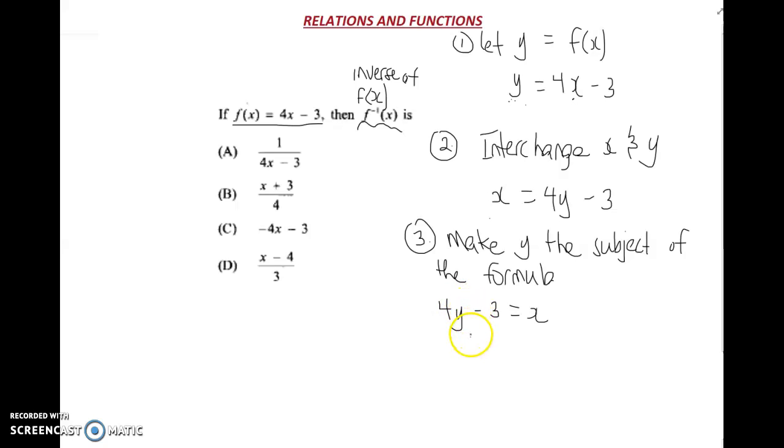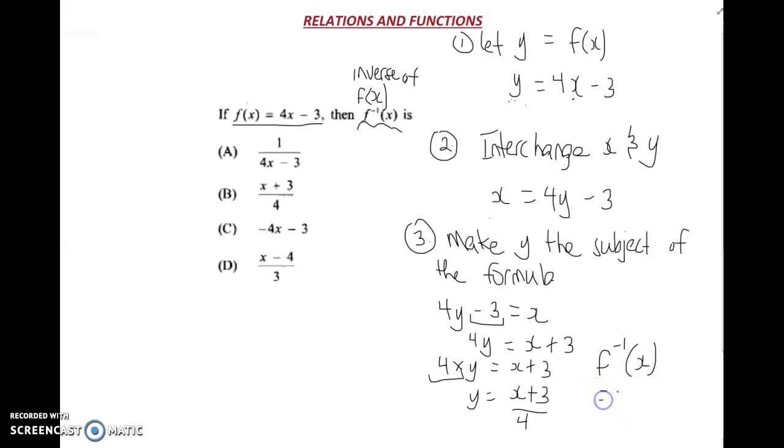So first, put your 4y, move across your minus 3. Minus 3 will become what? Plus 3 on the other side. So you get x plus 3. Remember, 4y is the same as 4 times y. The opposite of multiplying by 4 will become divided by 4. So the inverse of x is equal to x plus 3 over 4. And that is option B.